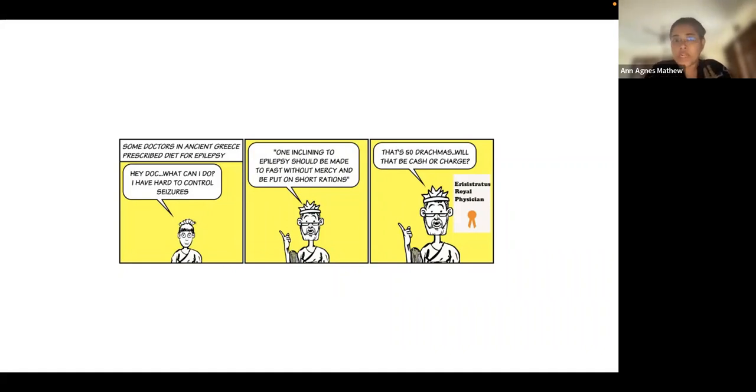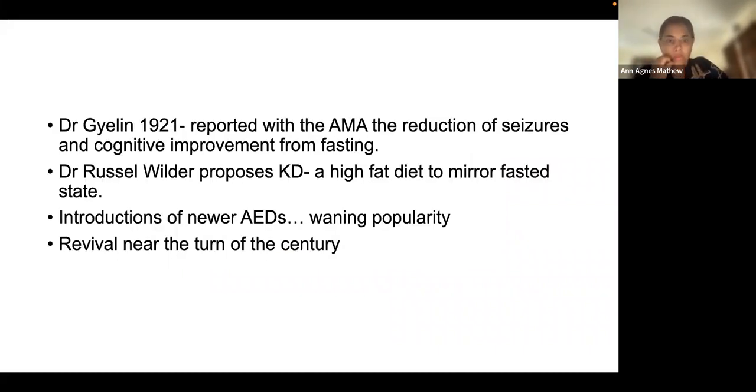One inclining to epilepsy should be made to fast without mercy and be put on short rations. So this is ancient Greek. That's 50 drachmas, saying that's his consultation fee, cash or charge. So this is some other stuff.